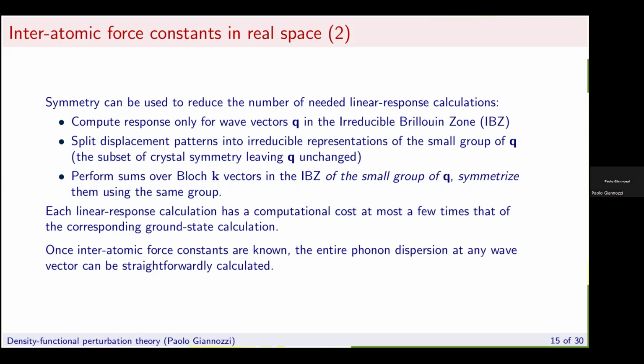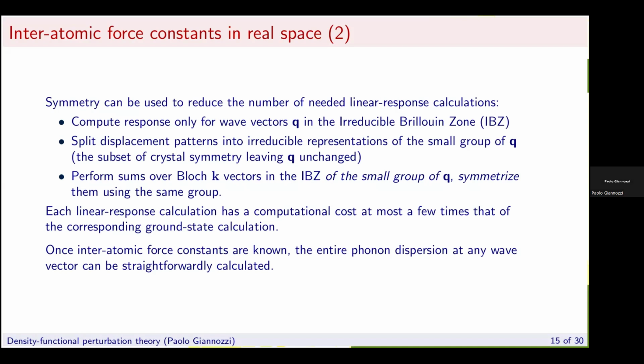Now, each linear response calculation costs more or less as much as a ground state calculation, no more than a few times what costs the ground state calculation. Apparently, it's easier to perform a self-consistent linear response calculation, but in practice, for various reasons, it may not be much faster. Actually, typically it isn't.